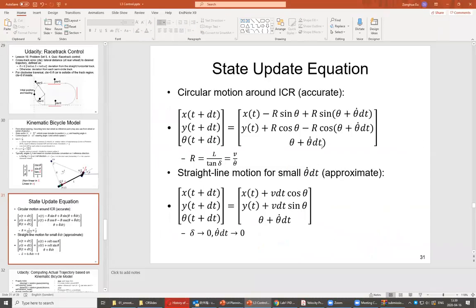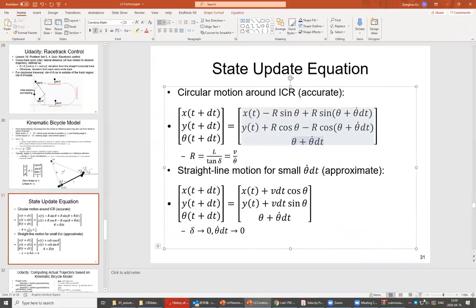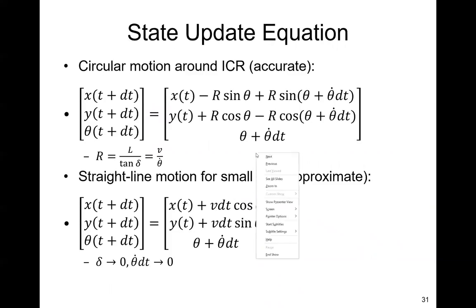So first, let's look at the straight line motion, which is a straightforward translation of the system equation by propagating one time step dt forward. So this is straightforward, moving forward one time step dt. But this only holds for small theta dot times dt. So it's described as straight line motion, but it's approximate because the real motion is rotation along an instantaneous center of rotation, ICR, with a radius r.